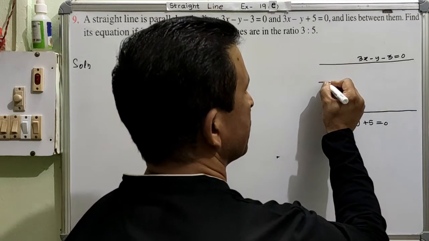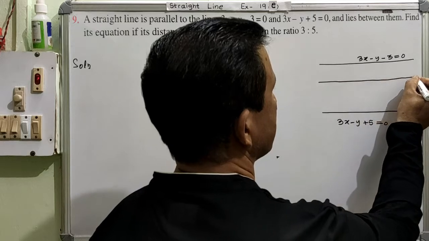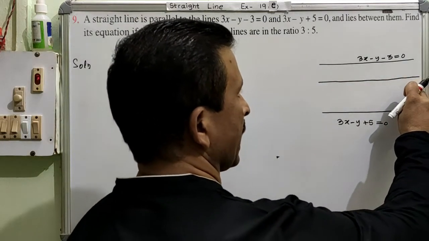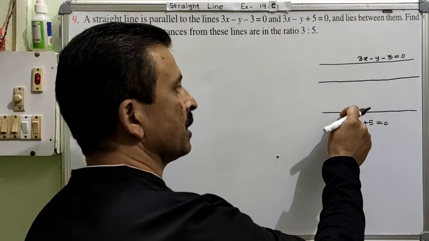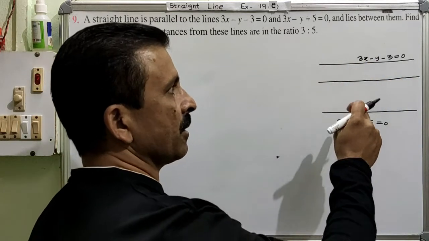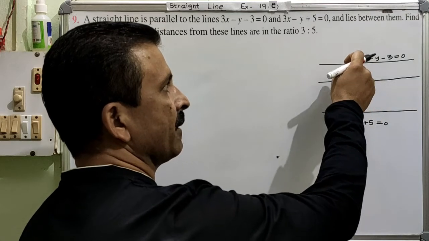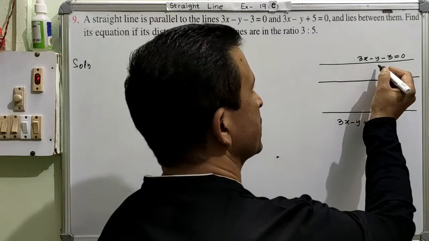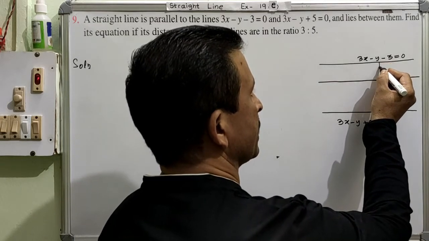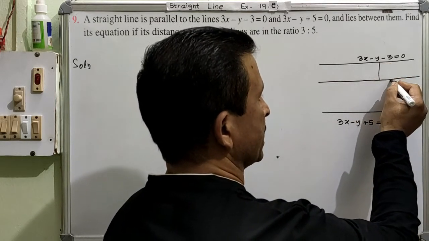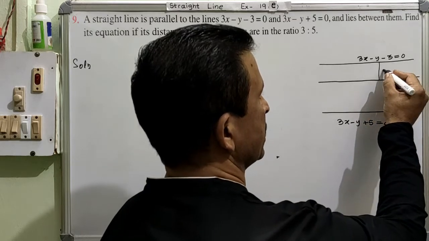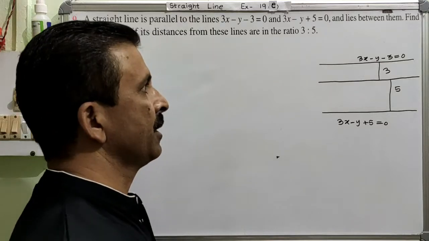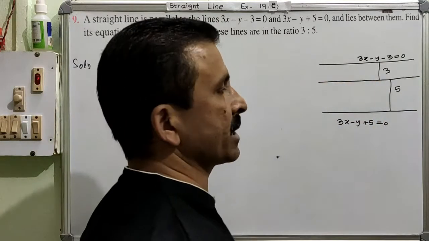That is somewhere like this, right? So now if this is the line which is parallel to these two, the distances of this line from these two parallel lines are in the ratio of 3:5. That means this distance and then this distance are in the ratio 3:5. Is it all right? So find out the equation.